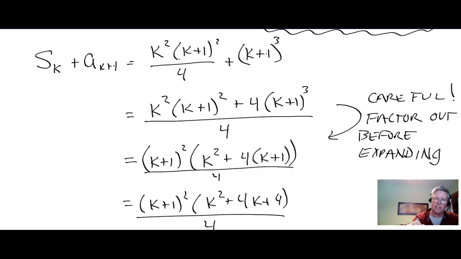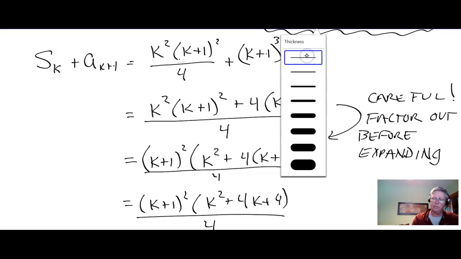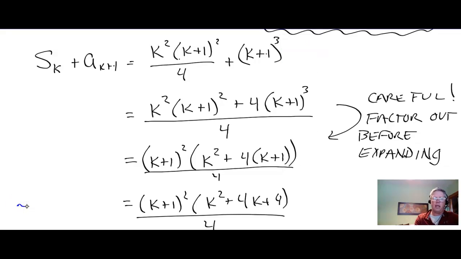All right, just slow down, don't move too fast. So I take my assumption, and I add the k plus first term. Remember the terms are all cubed, so I add this. Ooh, that looks kind of scary. If I had to multiply all this out, it would take me a while, but careful: factor out before expanding.